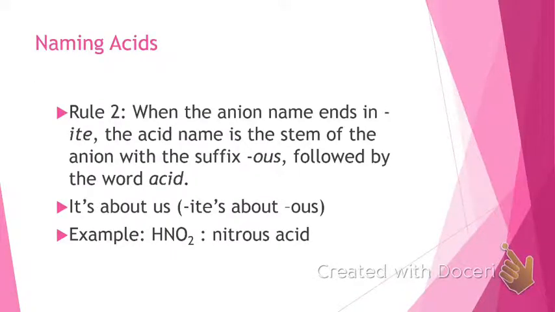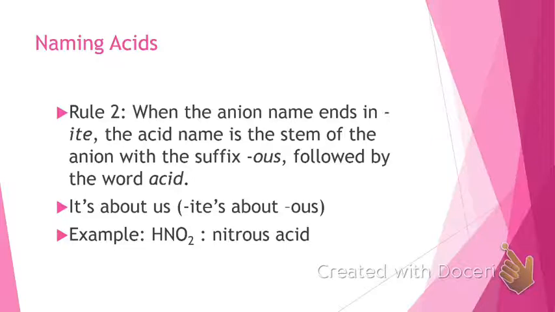Okay, rule number 2. When the ion name ends in "ite", the acid name is the stem of the ion with the suffix "ous", followed by the word acid. So when we have an acid and it comes from an "ite", we're going to name it with the ending of "ous". Here's a little story to help you to remember that.